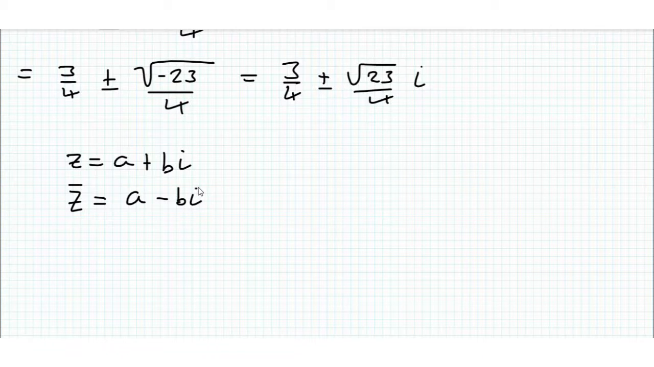So what I'm saying about the complex conjugate pairs is that if z equals a plus bi is a solution to the equation, then so is z conjugate, which is a minus bi. So when you're given one complex root, you're given another root for free. So that's something helpful to remember.